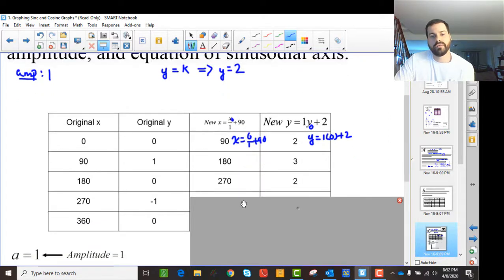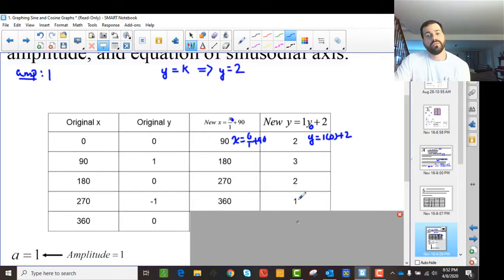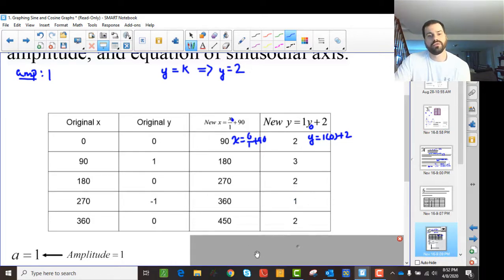If I plug in 180, I'm going to get 270 and 2. Then I'm going to get 360 and 1, because minus 1 plus 2 is 1. And then finally, I get 450 and 2. You will notice that this still jumps by the same amount. Okay, so this was jumping by 90. This is still jumping by 90 because the b value is 1. So if you have the original point, 90, you can just add that same jump if that helps you.